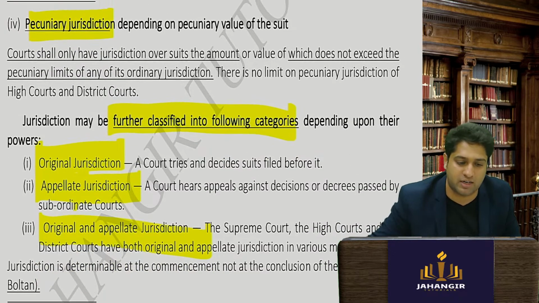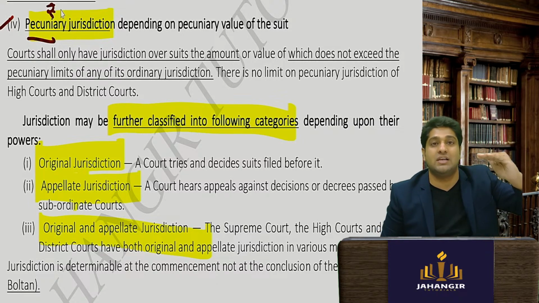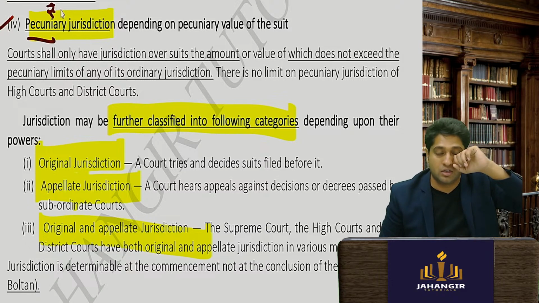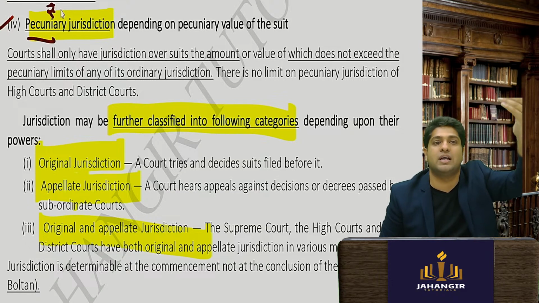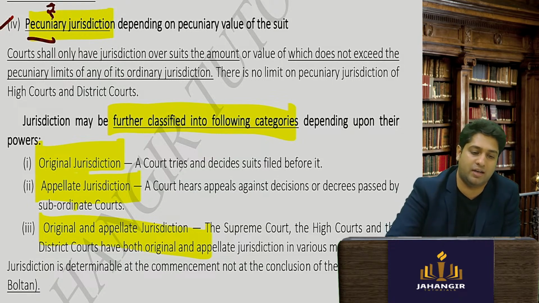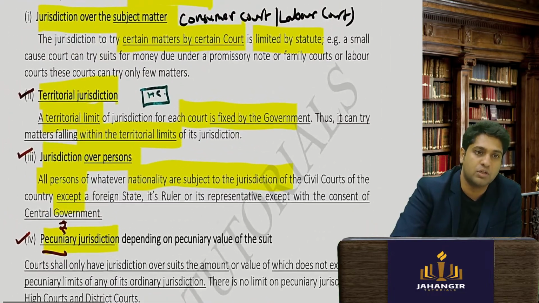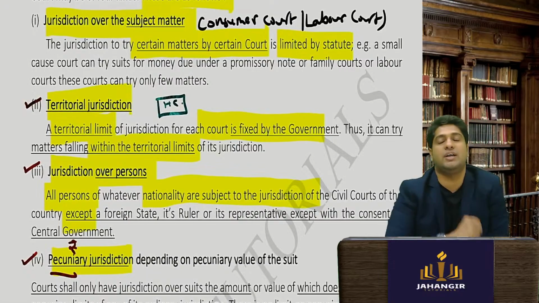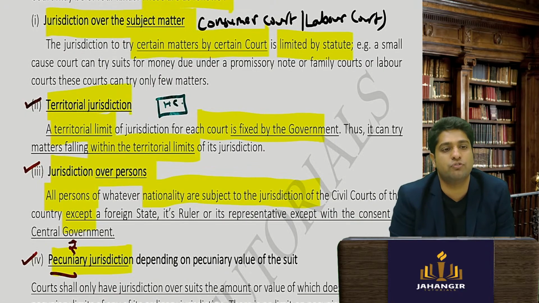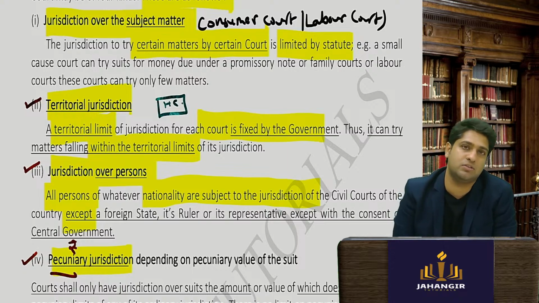Now the fourth one is pecuniary. Pecuniary means monetary jurisdiction. In consumer courts, up to a certain limit you go to the district level, then you go to the state level, and beyond that you go to the national level. So depending on the monetary value, you will go to a particular court. Which are the four jurisdiction types? First is with respect to subject matter, second is the territorial area, third is the pecuniary, that is the monetary aspect, and fourth is over person.